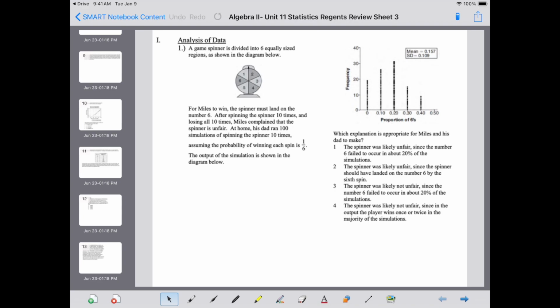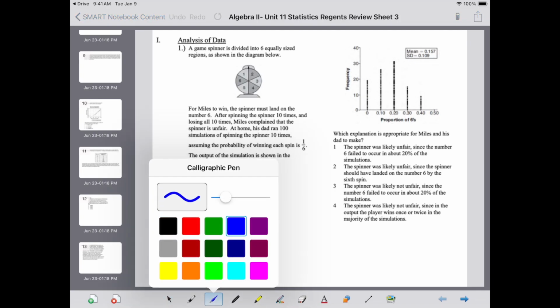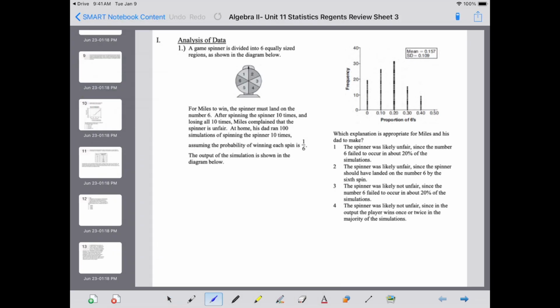So, a game spinner is divided into 6 equal regions. To win Miles, the spinner must land on number 6. After spinning the spinner 10 times and losing all 10 times, Miles complains that the spinner is unfair. So Miles' empirical probability was 0 out of 10.